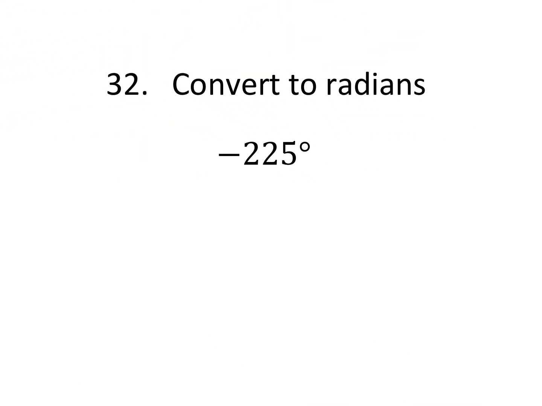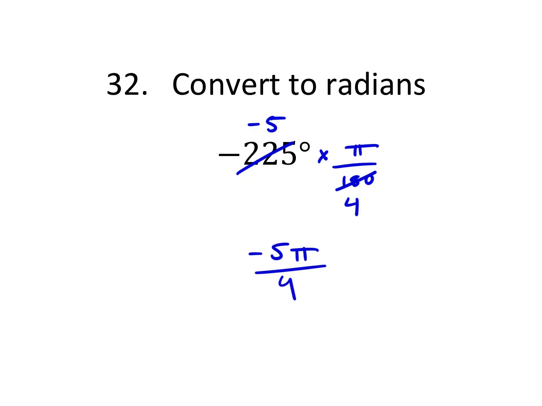32, convert to radians. When we convert to radians, we multiply by pi over 180. You have your calculator. The answers will probably be written in simplified fractions, but put it in your calculator, convert to fraction, whatever you need to do. You could simplify. I think 45 goes into both of these. Yeah, it goes into 225 negative 5 times, and it goes into 180 4 times. So this would be negative 5 pi over 4. Make sure you know how to convert to radians and from radians to degrees.